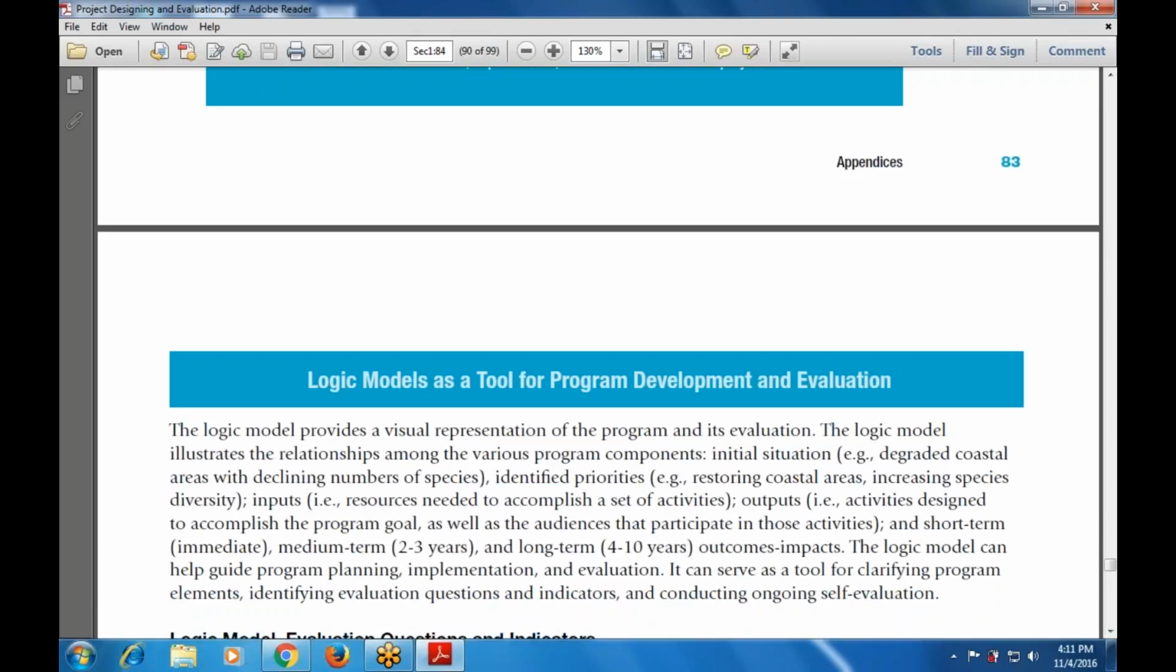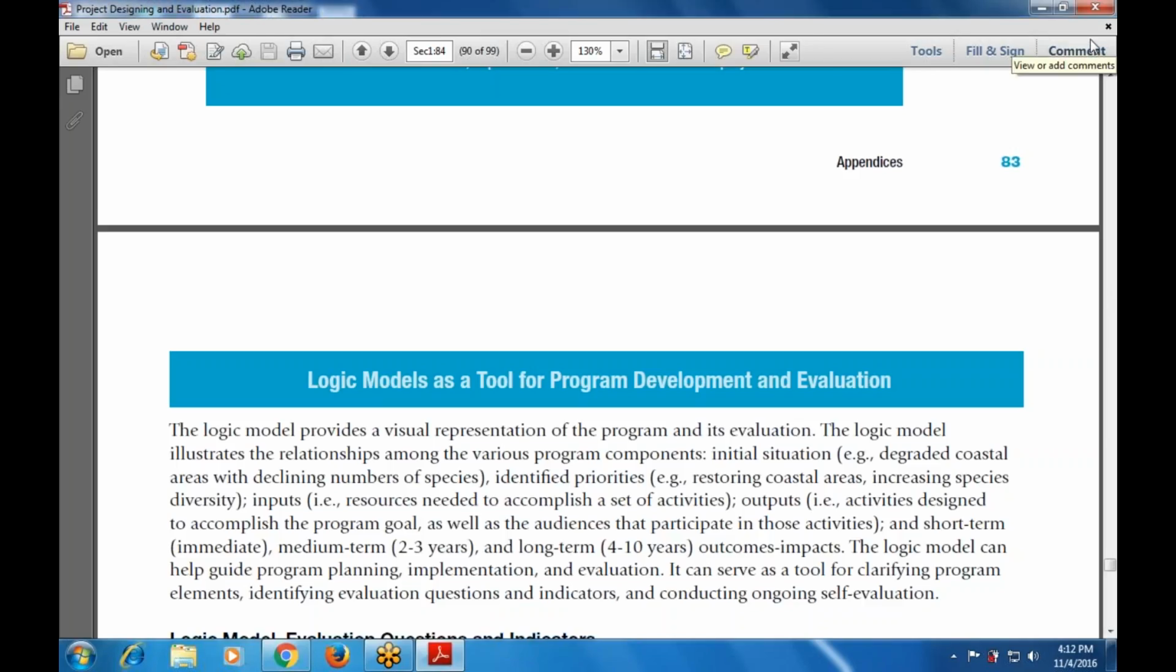Then we are using the logic model as a tool for program development and evaluation. How to use the logic model as a tool for program development and evaluation, how we can represent the data, what are the various activities, and what are the various types of data that are being generated, what is the time limit, how it is being generated, why it is being generated. So there is a time limit: short term is immediate, in the sense within a year. Then medium term, that is from 2 to 3 years. Then long term, 4 to 10 years. Then outcome impact. So these are the short term, medium term, and long term outcome impacts.